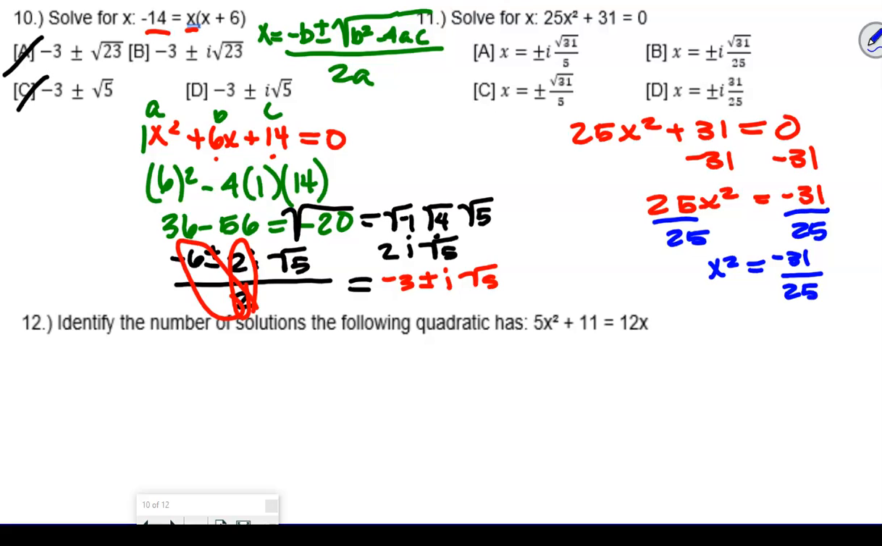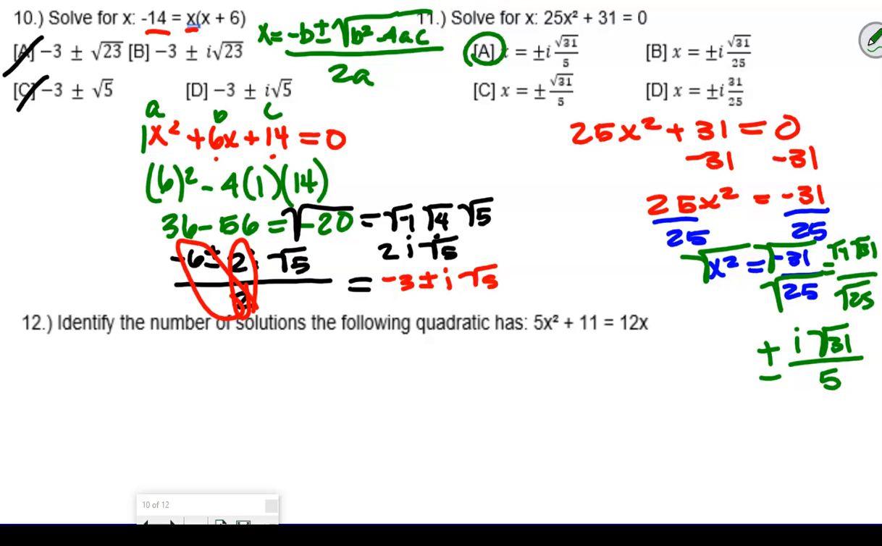Now what I told my students was, we got to take a square root over here, right? So I'm going to take it to both the top and the bottom, okay? So this up here is going to be equal to the square root of negative 1 times the square root of 31, right? And this is just going to be the square root of 25, right? So isn't that going to be i square root of 31 over 5? And remember, we got a plus or minus out front, right? So which answer was it, guys? Yes, A. Okay? Because I had the i. This one did not have an i.